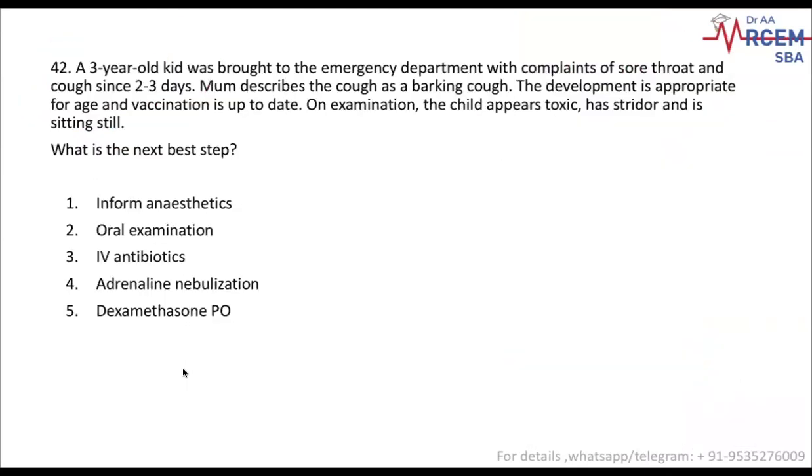A 3 years old child was brought to the emergency department with complaints of sore throat and cough since last 3 to 4 days. Mom has noticed that there is a barking cough. I'm already thinking of a croup because there is a coryza with a barking cough. Development is appropriate for the age. Vaccine is up to date. The child appears toxic, has stridor, and is sitting still.